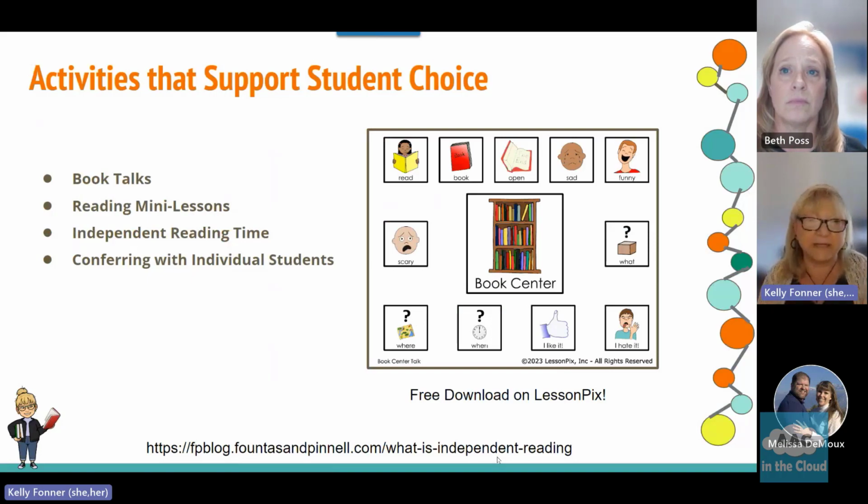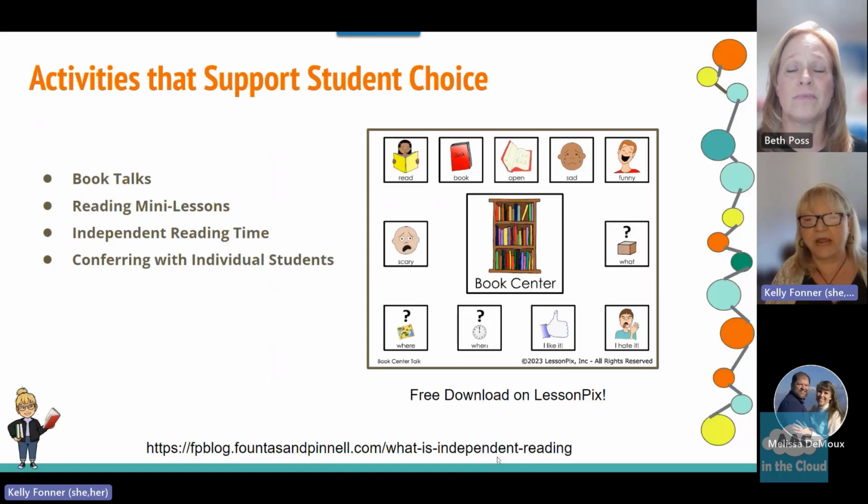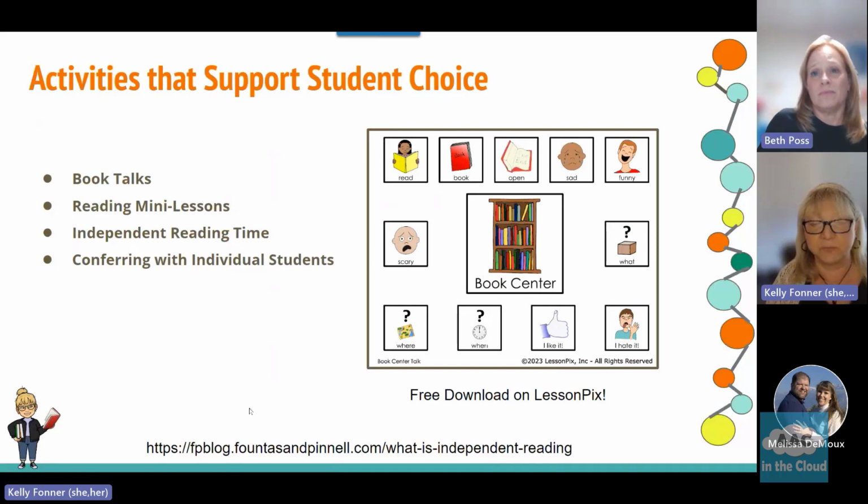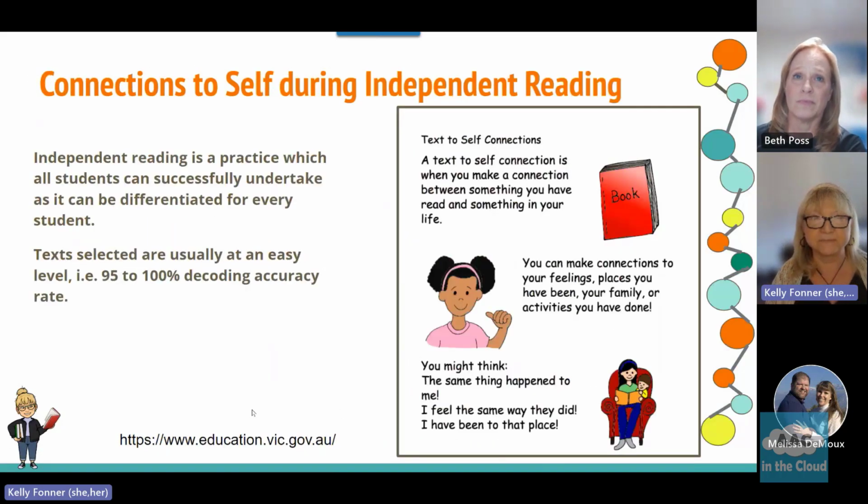And I like that Beth made this image in Lesson Pix. That could be something that could be supplemental to robust vocabulary systems. It could be an introduction to AAC where kids have that vocabulary in supporting that independent choice.